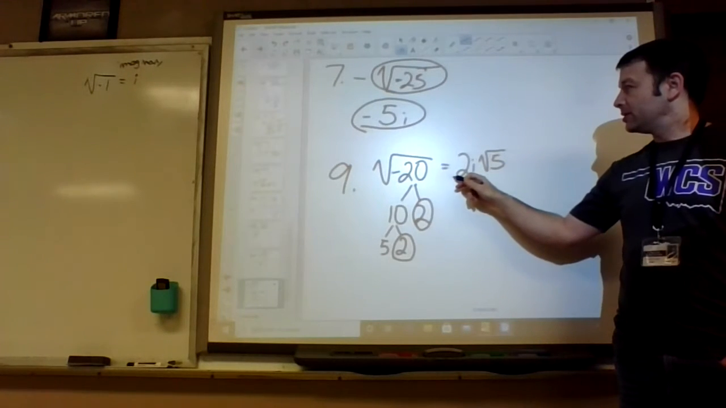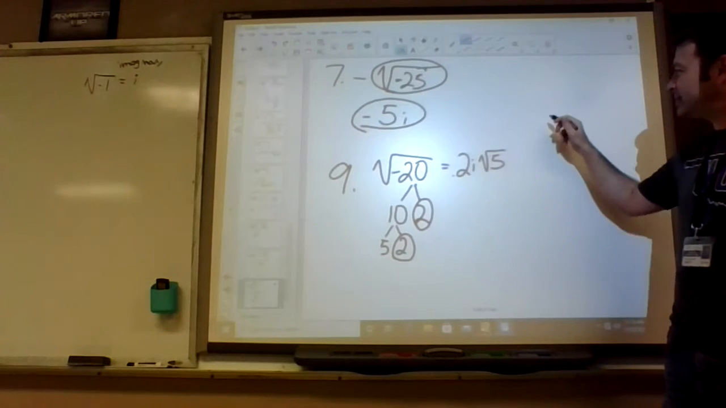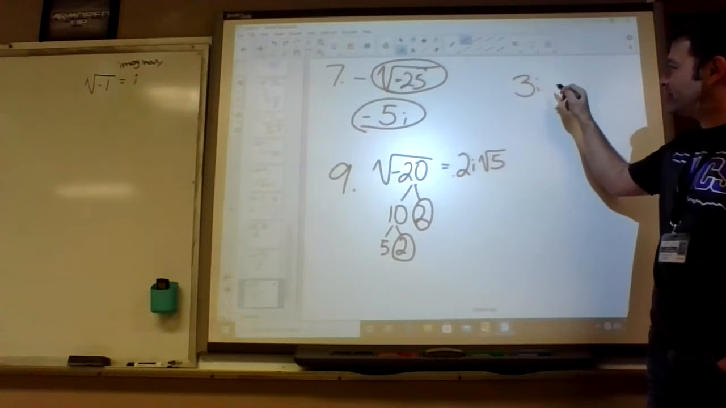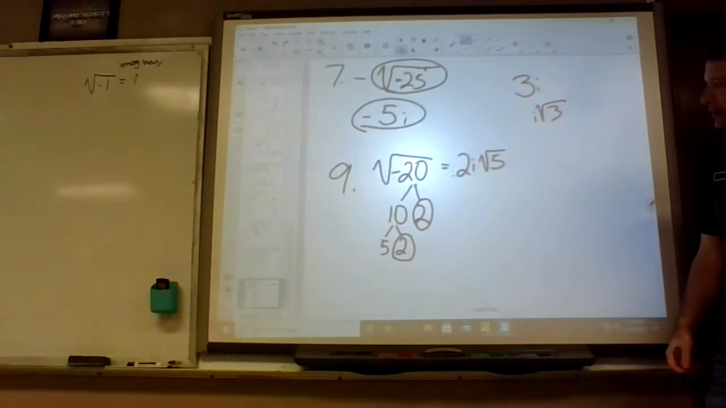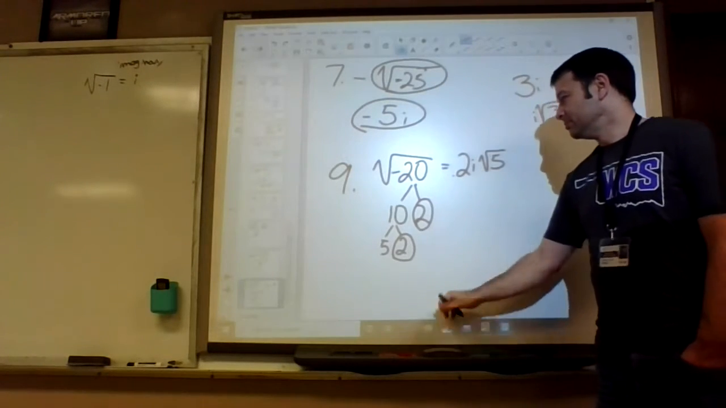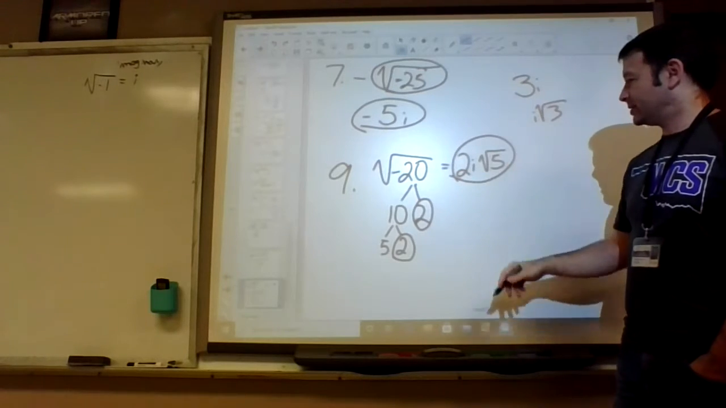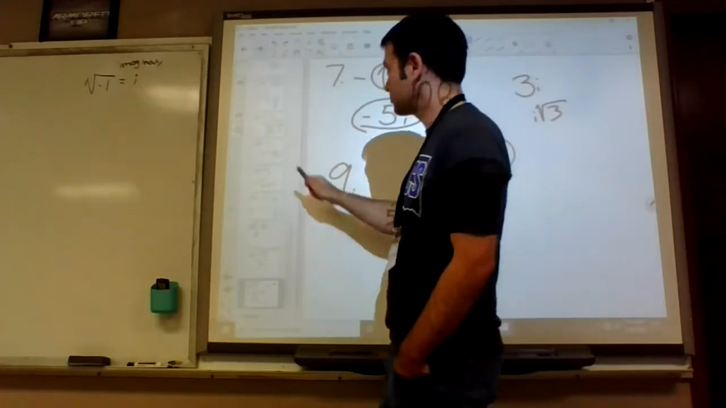So basically, if you have a normal number, the i is going to go afterwards. If you have a square root, the i is going to go in front of it. That's how we do it. 2i square root of 5.